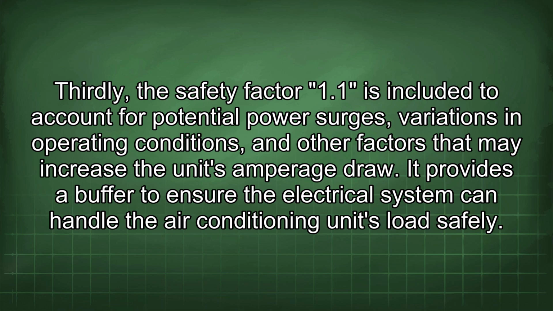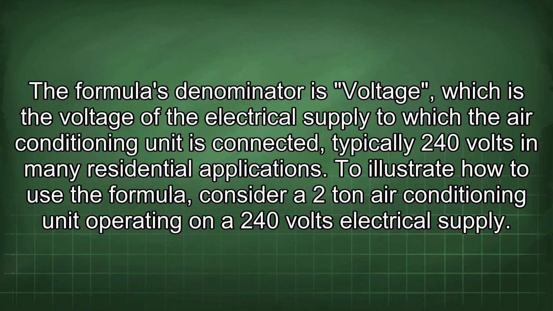Thirdly, the safety factor 1.1 is included to account for potential power surges, variations in operating conditions, and other factors that may increase the unit's amperage draw. It provides a buffer to ensure the electrical system can handle the air conditioning unit's load safely. The formula's denominator is voltage, which is the voltage of the electrical supply to which the air conditioning unit is connected, typically 240 volts in many residential applications.